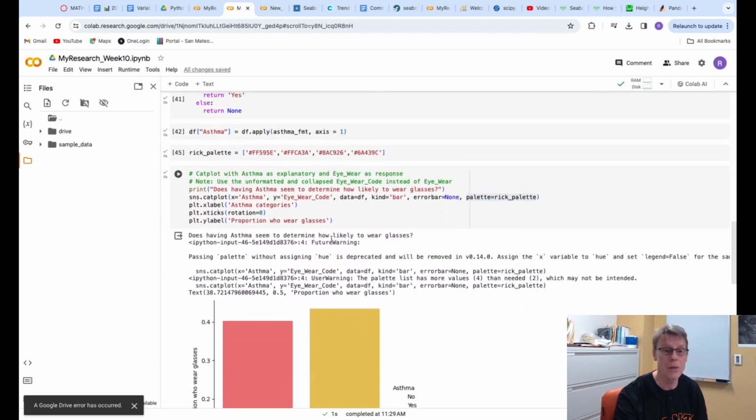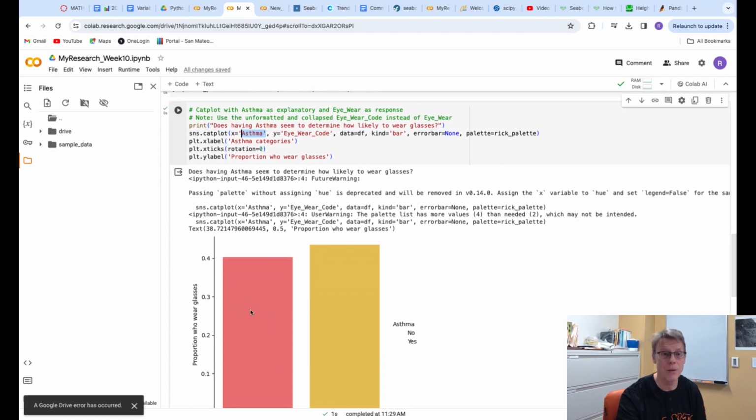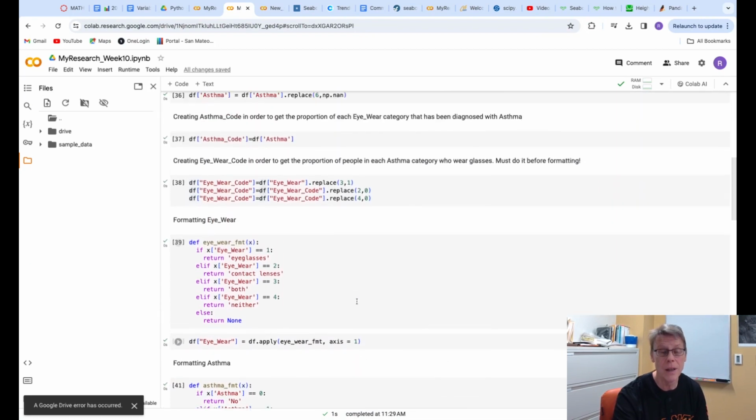So when I go down here and run this code, the explanatory variable is whether you have asthma or not, and then iWare code is the response. And so it gives the proportion who wear eyeglasses because it averages those 1s and 0s.